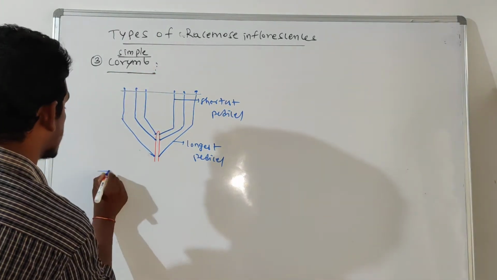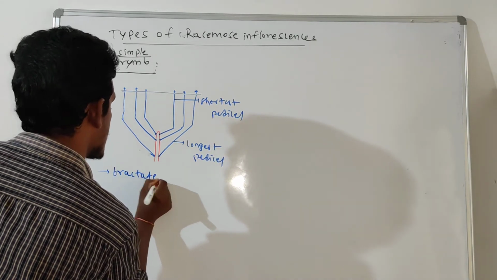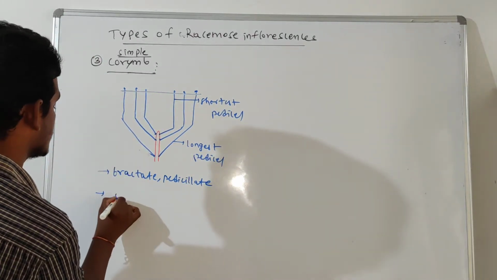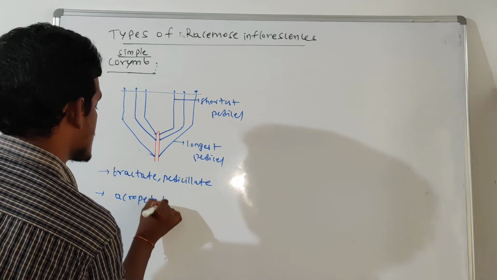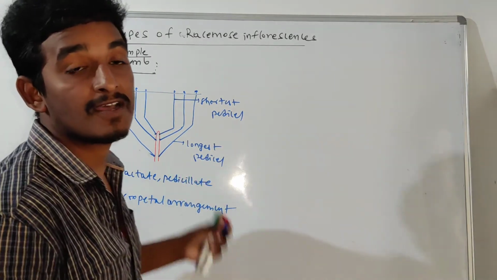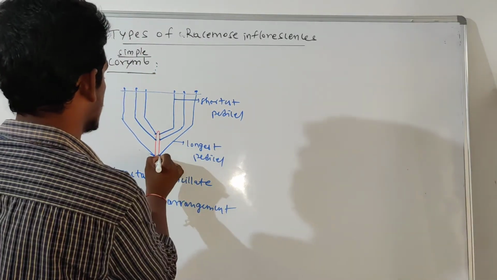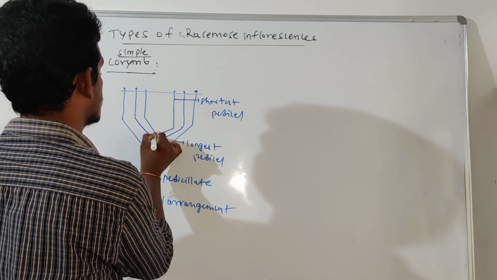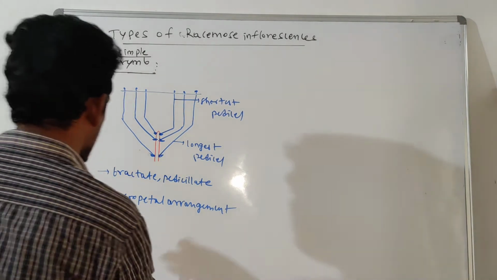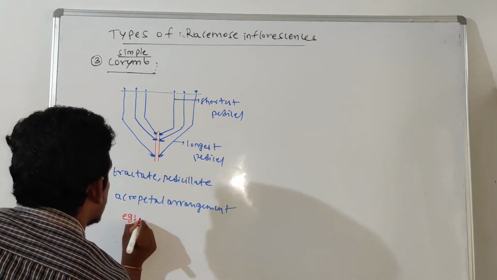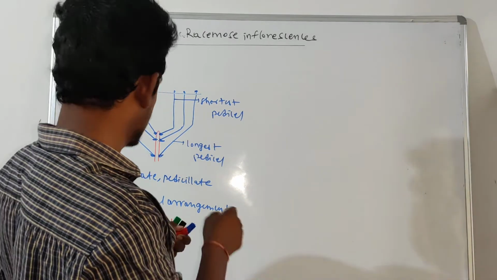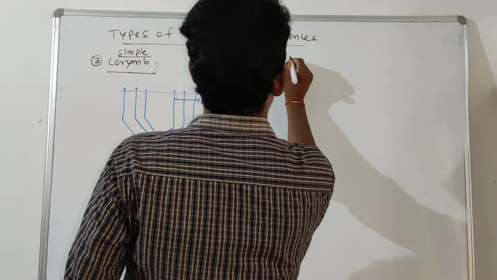So here also flowers are bracteate, pedicellate flowers, and these flowers are arranged in an acropetal arrangement, right? So it is about a simple corymb inflorescence. Here the bract is present, right? Example for a simple corymb is Capsella. So next is compound corymb.